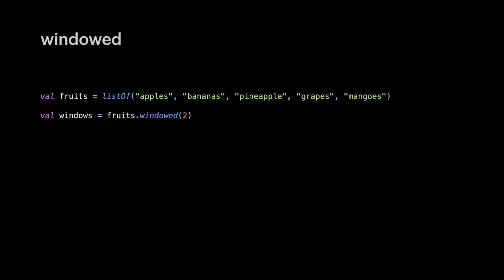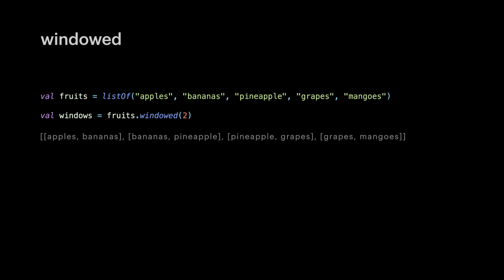By default, it does not allow windows that are less than the given size, but you can override this behavior by specifying the partial windows parameter. Let's say we have the same fruits list. When we use this function with a size of 2, we get windows with 2 items in each. Notice how the last item in the previous window is the same as the first item in the following window.